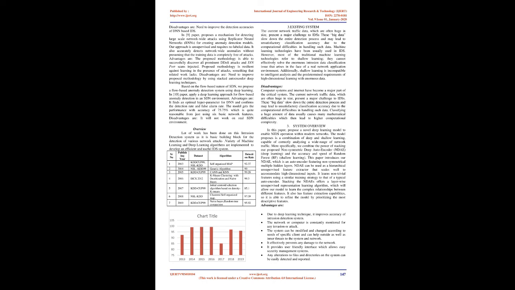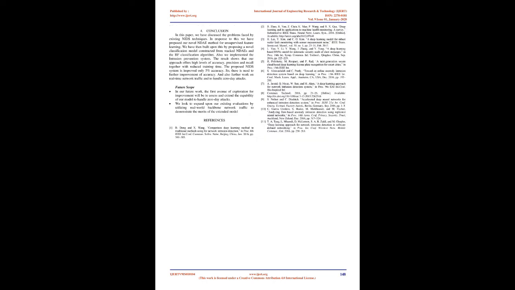5, 2017, KDD CUP 99, initial centroid selection algorithm based on density K-means, 85.1. 6, 2018, NSL KDD, clustered self-organized map, 97.09. 7, 2019, KDD CUP 99, Naive Bayes, Random Tree comparison, 95.92. 2013, 2014, 2015, 2016, 2017, 2018, 2019. Existing system.